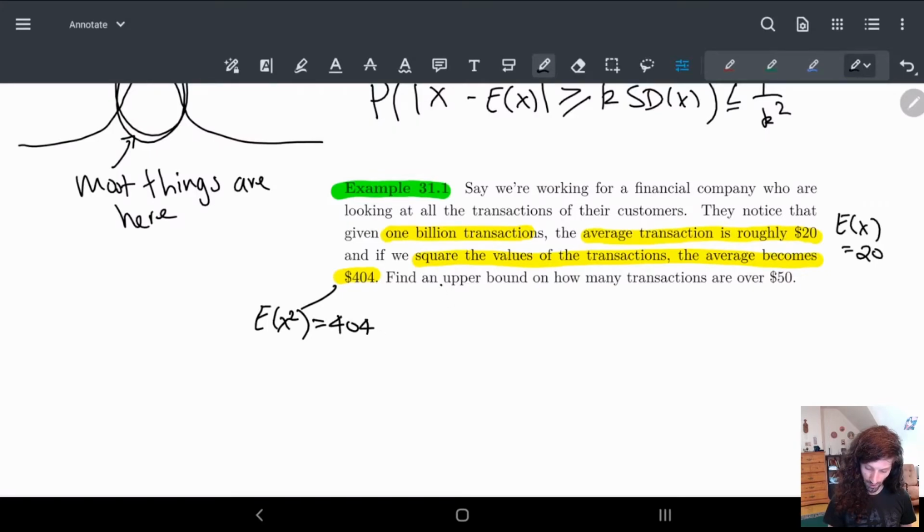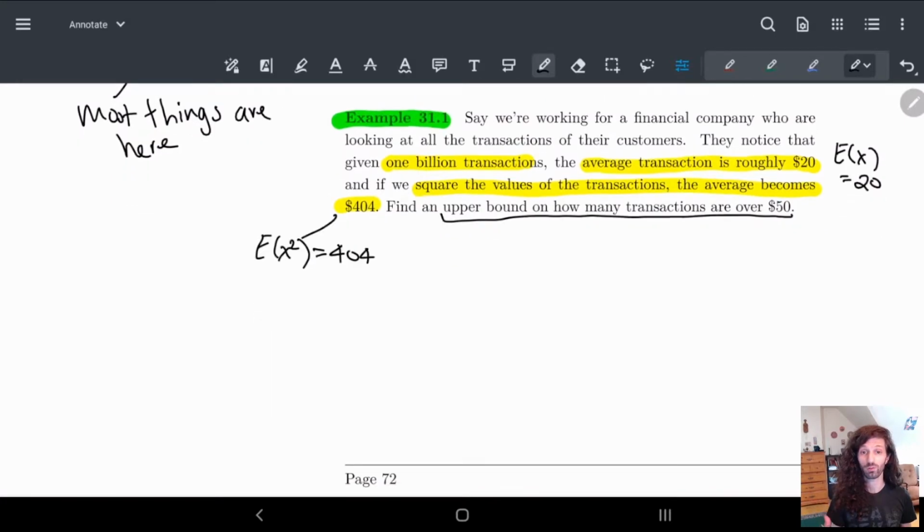It's asking us to find an upper bound on how many transactions are over $50. We're looking at 1 billion transactions. How many of them are above $50? At most, how many are above $50? So we let x be the value of the transactions.